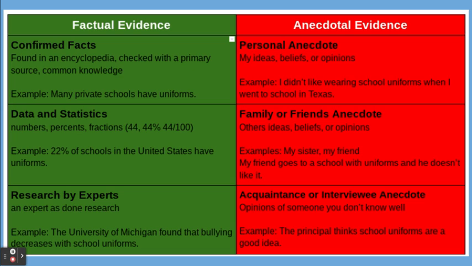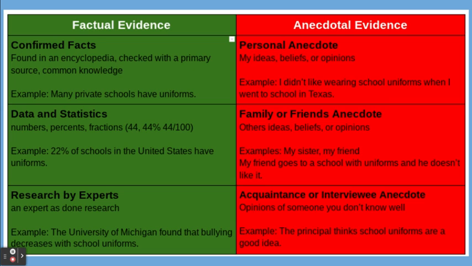That's a personal anecdote. Family or friends anecdote, it's exactly like it sounds. It's something that you've heard maybe a family or friend say. So other people's ideas, beliefs, or opinions. So my sister, my friend says this. Those are the words you look for. My uncle, someone I know, a classmate said this. That's a family or friend anecdote. So my friend goes to a school with uniforms and he doesn't like it. So that would be a friend anecdote.